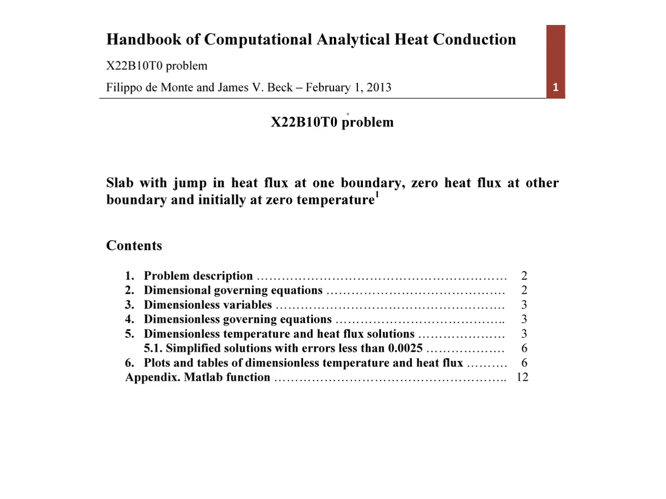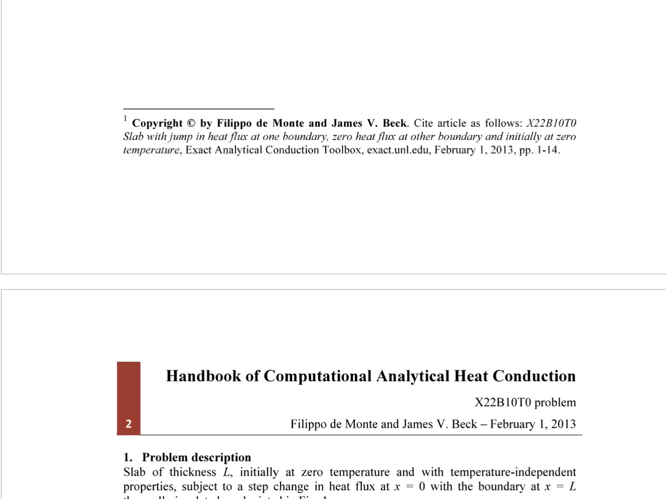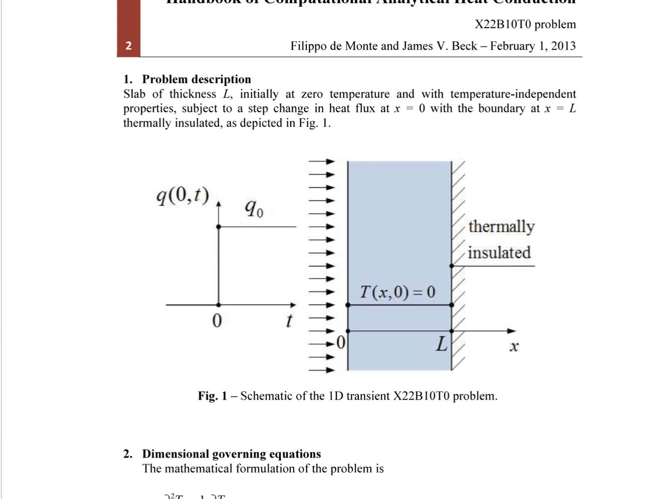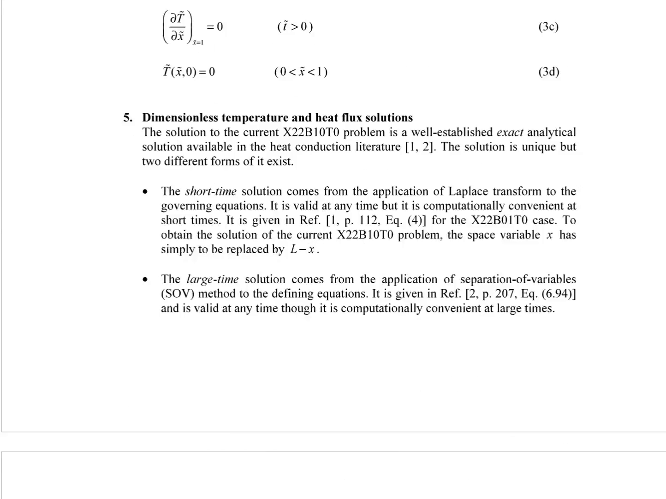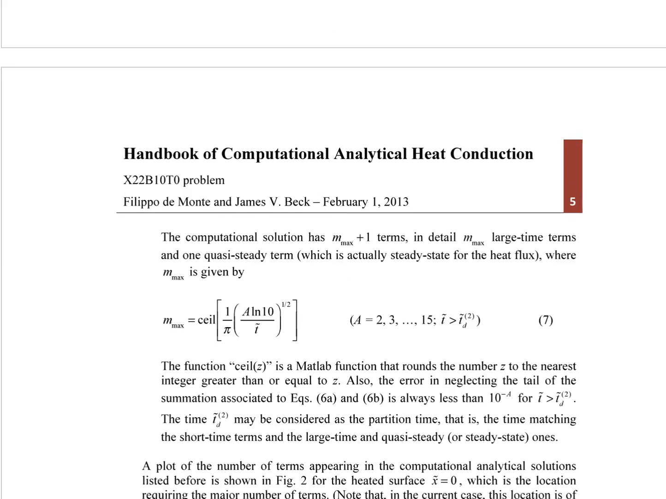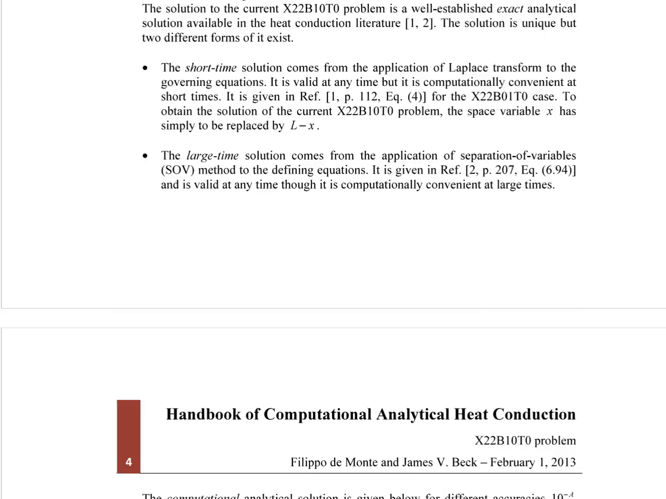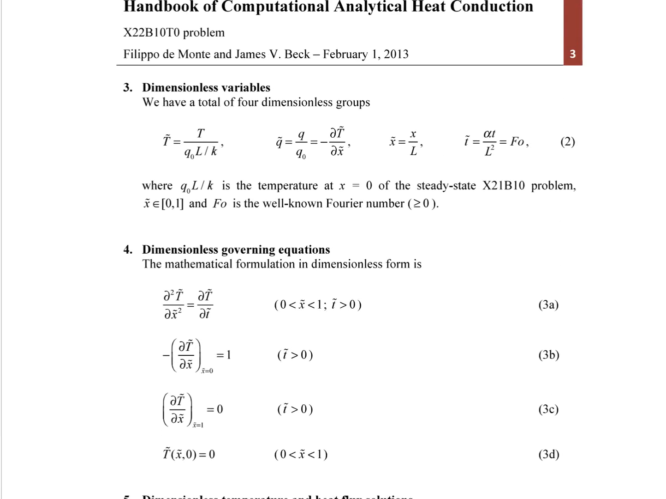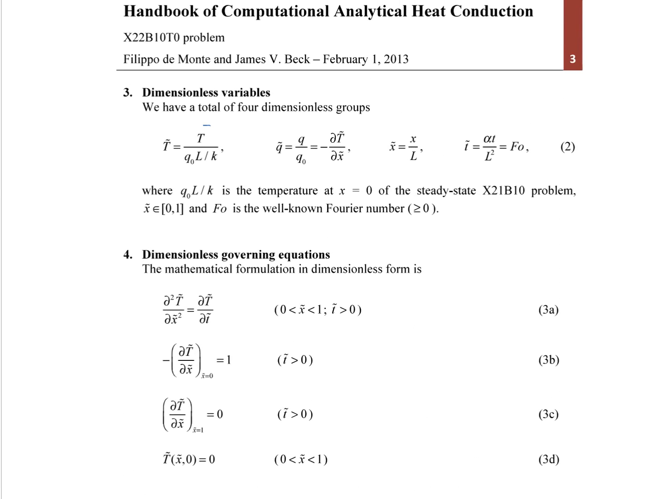All right, so here's the problem, the geometry we're talking about. If I scroll down a bit and look at the geometry, it's heated on this side and it's insulated on that side, and it's initially uniform temperature. We'll scroll down here. It's got some formulas and so on. Here it is. We're going to get results in terms of a dimensionless temperature and a dimensionless time. So we're going to use these relationships.